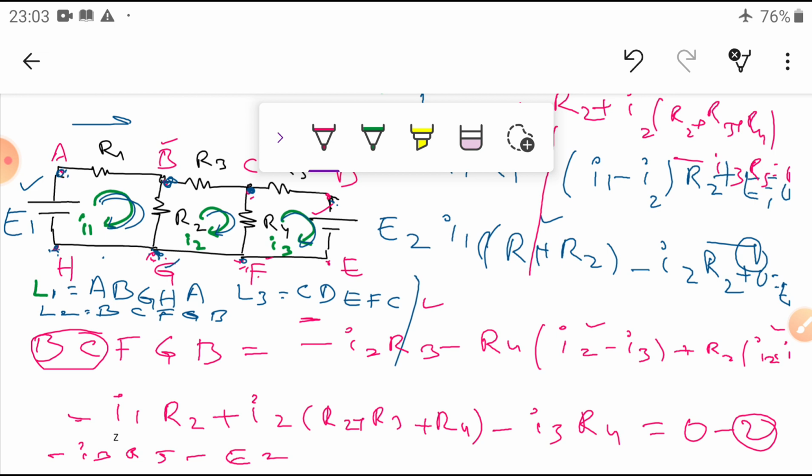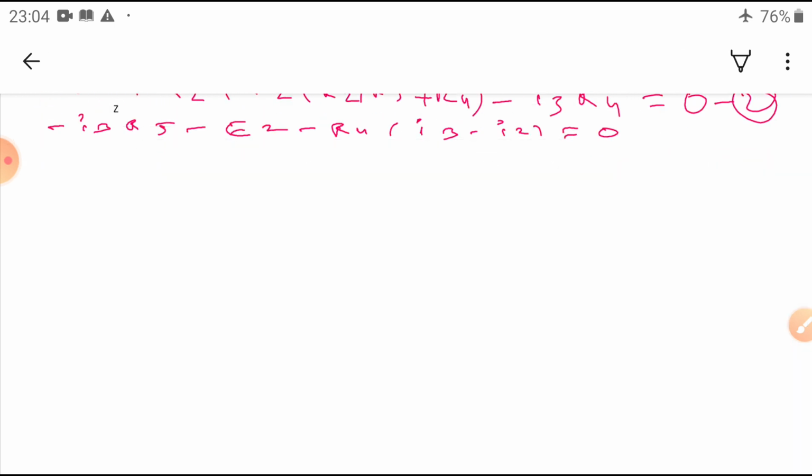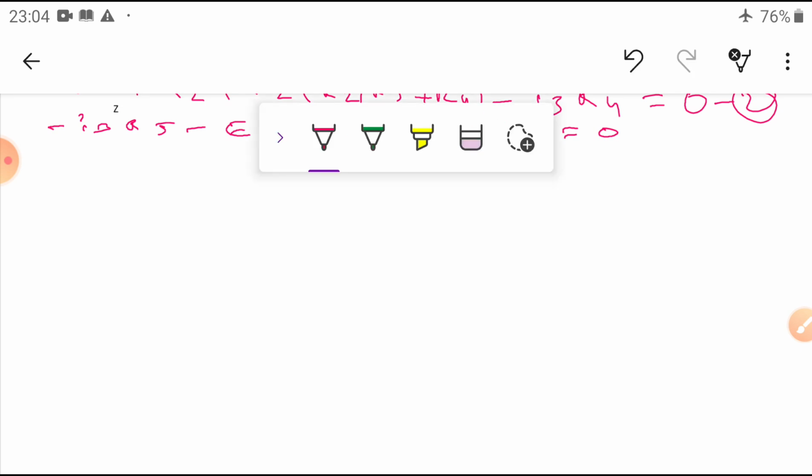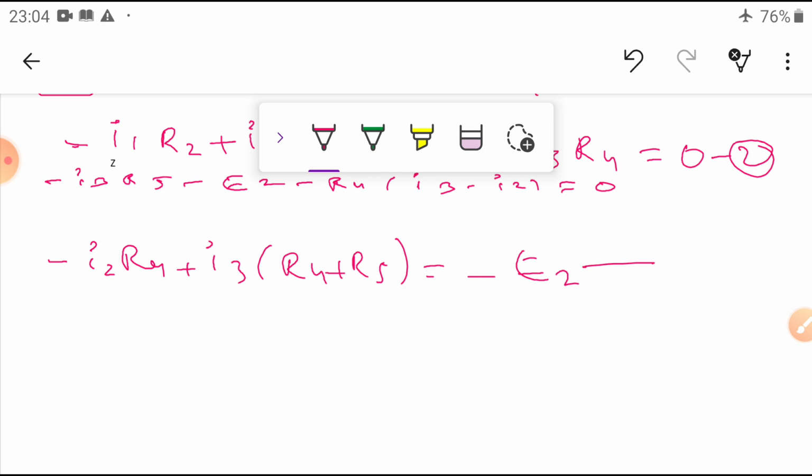Next E to F, no drop. Next F to C, you can take minus R4 into, what is the current? I3 minus I2 current, okay, is equal to 0. This is the third equation. So you simplify this one, then you are going to get it. That is equal to minus I2 R4, plus I3 into (R4 plus R5) is equal to minus E2. This is the third equation.